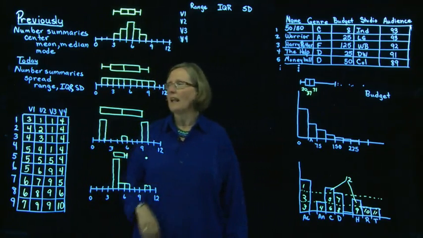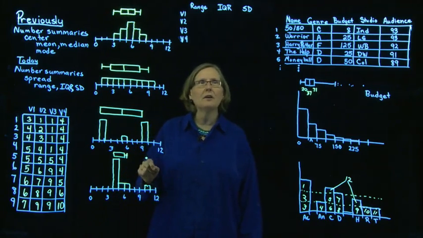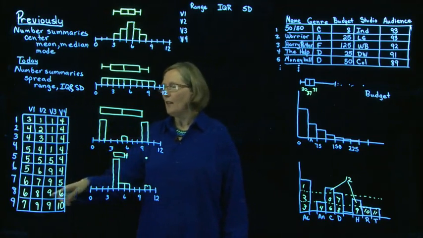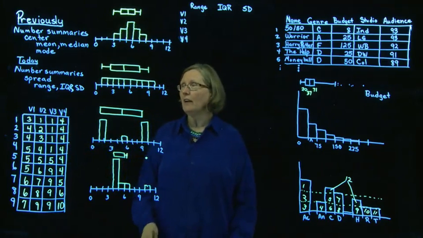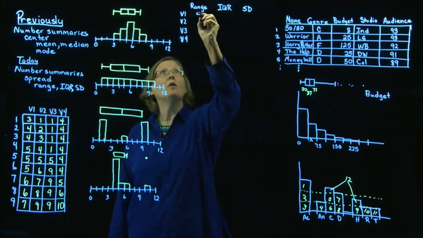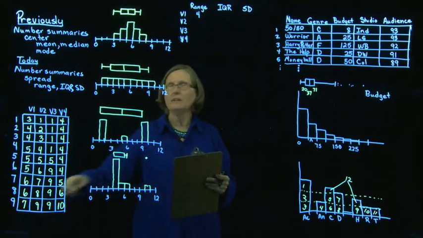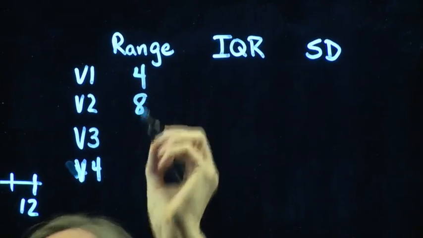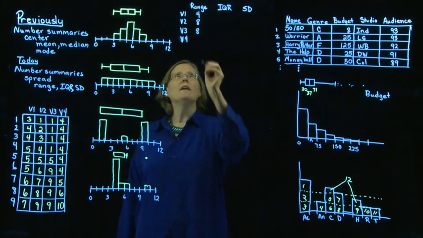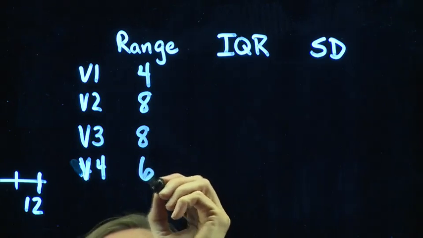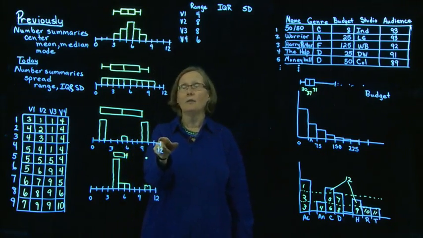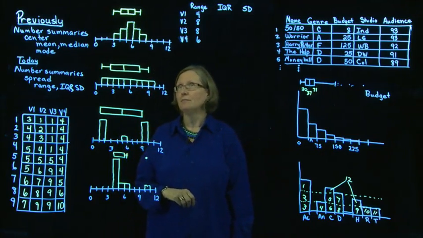So let's go. The simplest measure of variability is called the range. The range is simply the maximum value minus the minimum value. So for variable 1, it was simply 7 minus 3, which is 4. For our second variable, 9 minus 1 is 8. For the third variable, 9 minus 1 is 8. And for variable 4, it's 10 minus 4, or 6. So by this measure of variability, variable 2 and 3 have the largest spread.